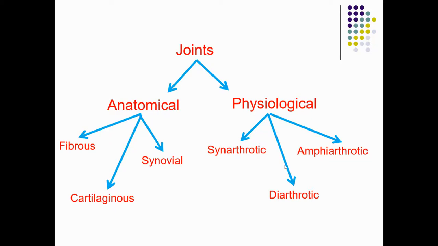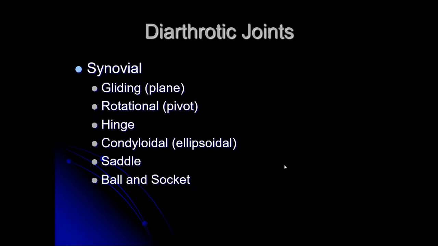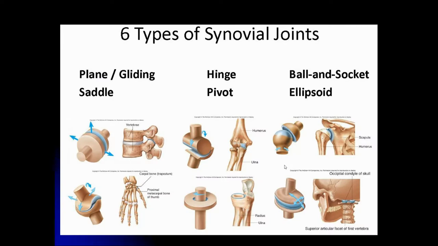Another type of joints using the anatomical classification is synovial joints. Synovial joints are all diarthrotic, and so when we look at them, there are six types. We have gliding, we have rotation or pivot, we have hinge, we have condyloid or ellipsoidal, and we have ball and socket and saddle joints. And here's what they look like. And if you remember from lecture, what determines the joint is the shape of the bones at the joint. This also determines the type of movements you can get at each joint.